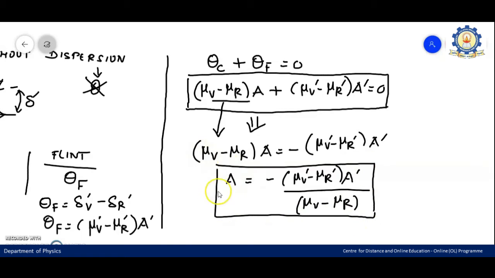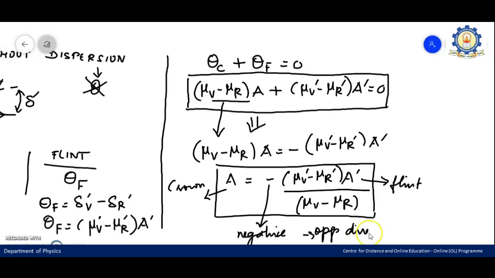as the flint. So this clearly indicates that A, the crown, the value of A will be greater than the value of the flint. And this equation also carries a negative sign. This negative sign indicates that both the prisms are placed in opposite directions. The prisms are placed in opposite direction, that is indicated with the help of the negative sign.